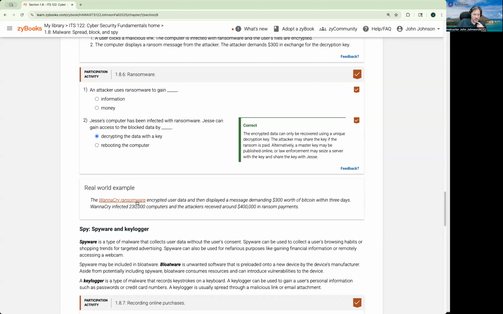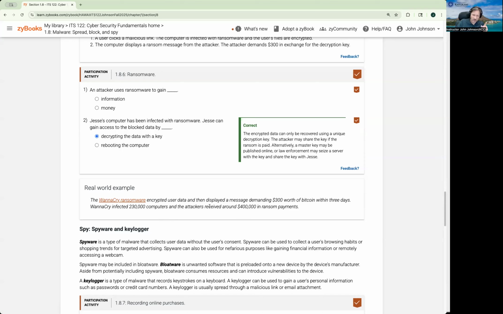So, real world example, WannaCry. WannaCry is famous. That ransomware was one of the nastiest ones out there. It encrypted user data and displayed a message demanding $300 worth of Bitcoin within 3 days. It infected over 230,000 computers, and the attackers received about 400,000 in ransom payments.